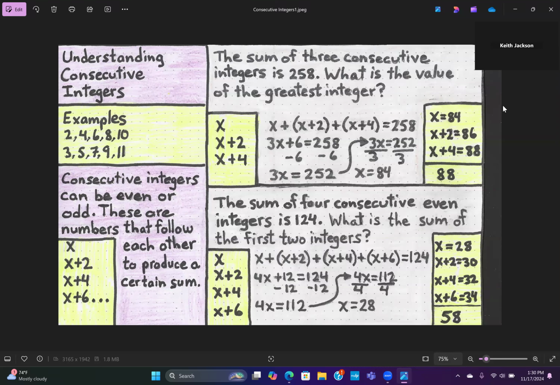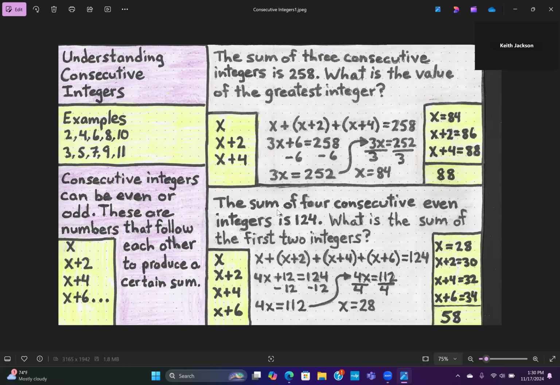Today, we're going to develop an understanding of the concept known as consecutive integers. Here are some examples of consecutive integers: 2, 4, 6, 8, and they can also be 3, 5, 7, 9, and 11. Consecutive integers can be even or odd. These are simply numbers that follow each other to produce a certain sum.